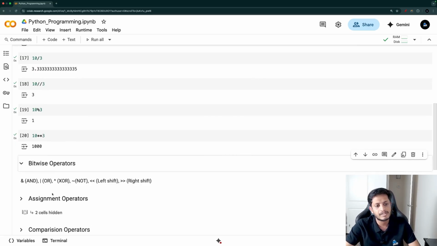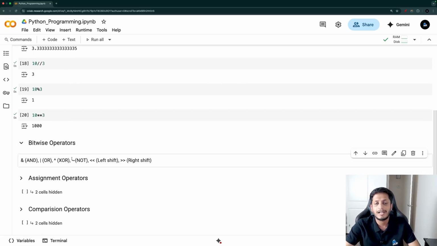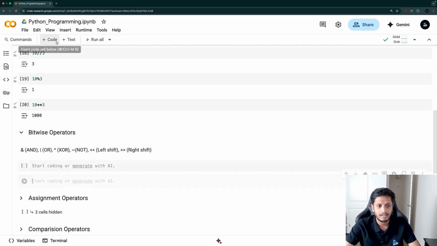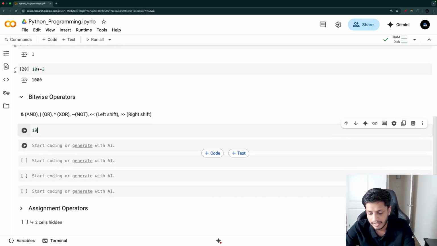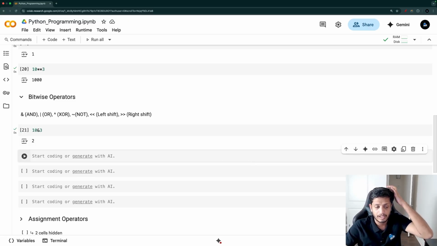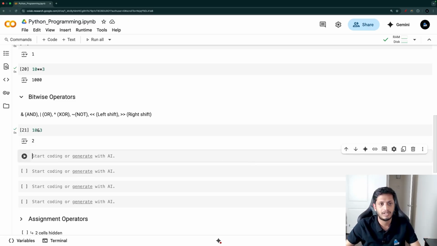Now next is bitwise operators. They work bit by bit on the binary of the data. We have already seen that. Now if I do 10 and 3, the output is 2. So the output of 10 and 3 is 2. Now let us see how.